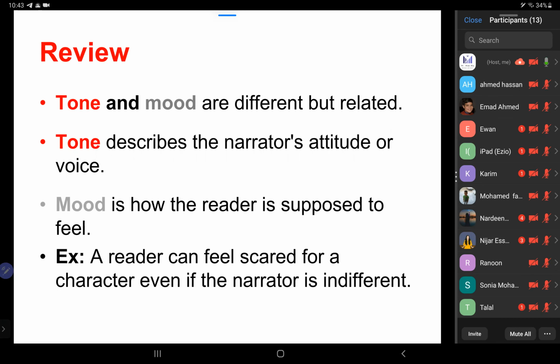For example, a reader can feel scared for a character, even if the narrator is indifferent, like he doesn't feel anything, he's just describing the events, but you feel scared or worried for the character. So it can be different. Not all the time do they have the same feelings. You, as the reader, and him, as the narrator. Narrator in the case of stories, writer in the case of non-fiction.